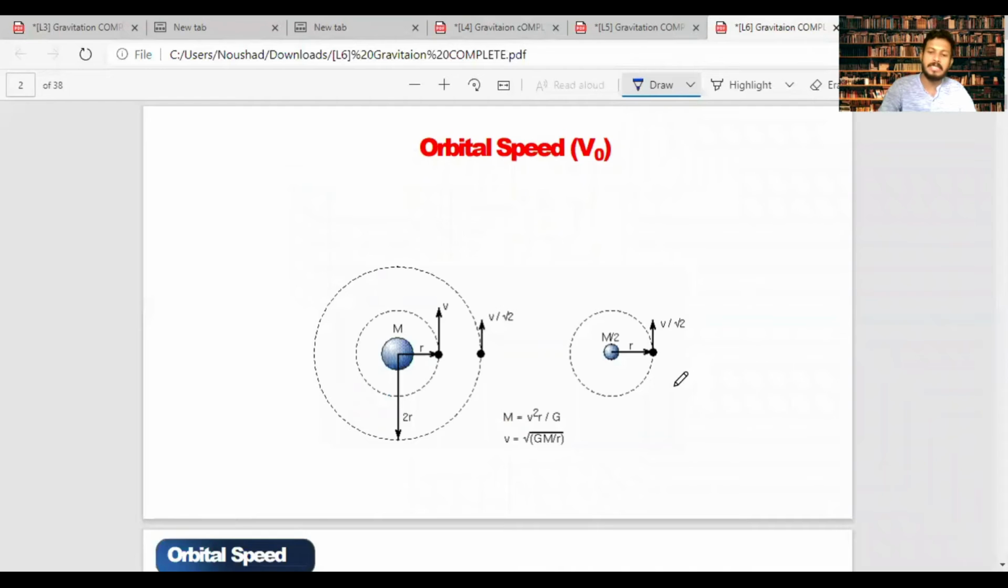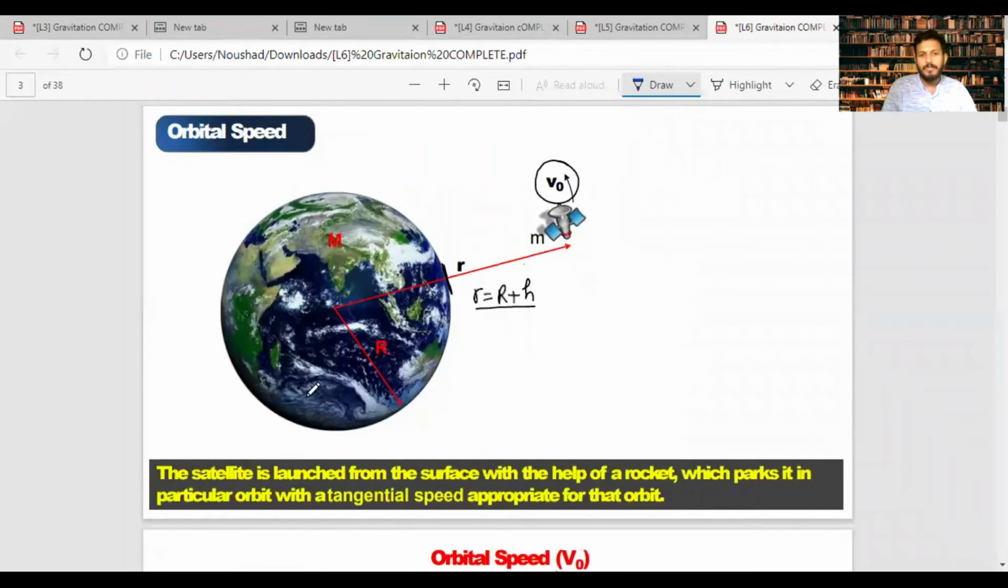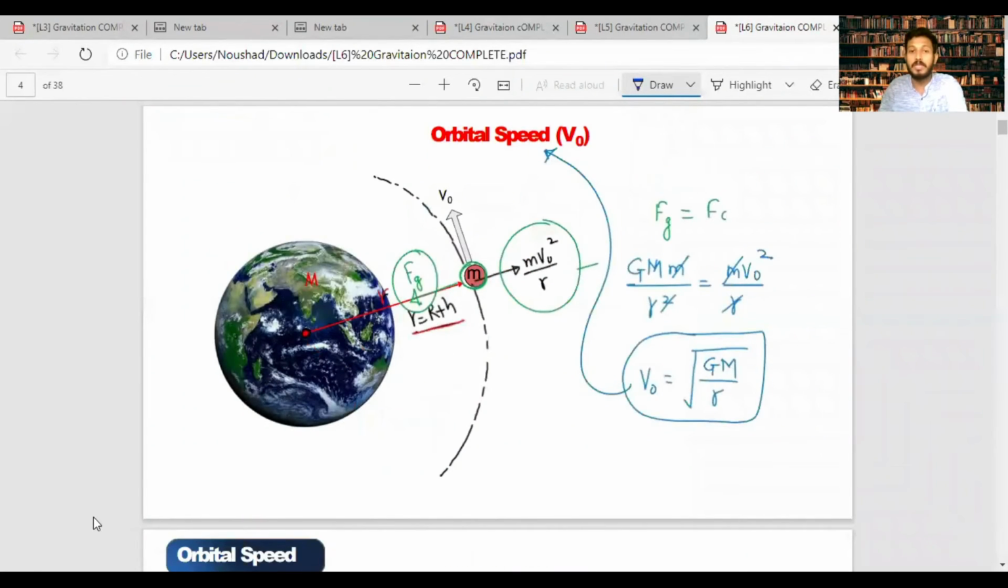That is orbital speed. Orbital velocity: the satellite is launched from the surface with the help of a rocket, and it is put in a particular orbit with a tangential speed appropriate for that orbit. We have to put that satellite in an orbit for revolving around our planet. For that, the velocity at which we should project that satellite is called orbital velocity, or orbital speed.